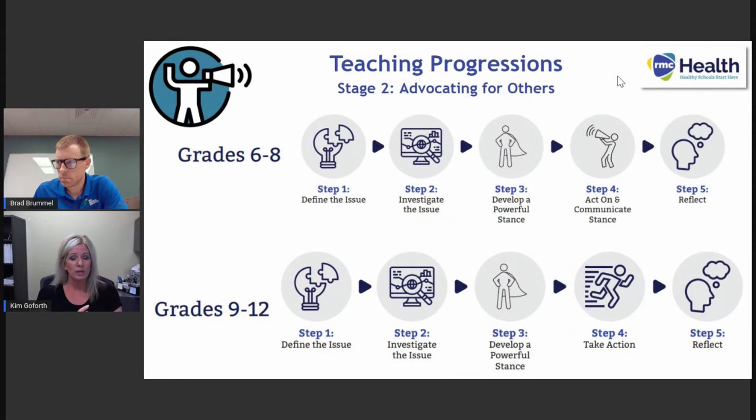Now, stage 2, when you advocate for others, looks very similar. Step 1, what is the issue? Step 2, investigate or research the issue. Step 3, develop a powerful stance. And that's kind of take a side, pick a side. That is step 3. Step 4 is where the difference will be in these 2 grade spans. Step 4 in the 6-8 grade span is to act on and communicate. So I feel like it's a very, I need to act on it. I have my attention of the people I need to, and then I'm going to communicate, here's where I stand.